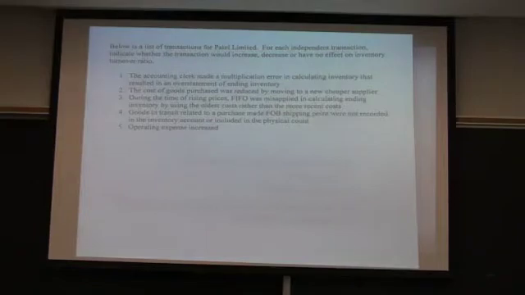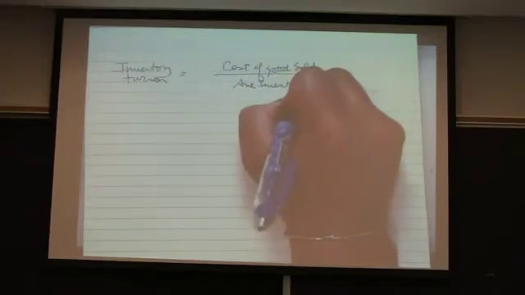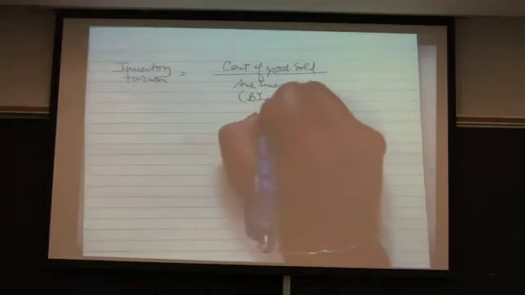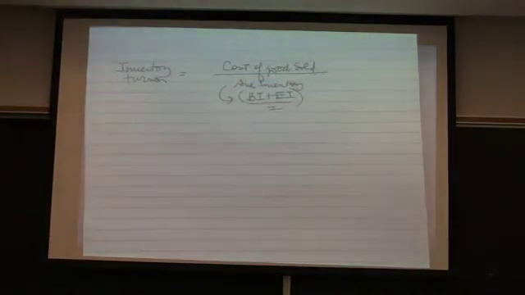Before we go into the actual transactions, let's take a look at the formula for inventory turnover. Inventory turnover is a ratio that measures the efficiency of how quickly the company can turn its inventory into cost of goods sold. In other words, how quickly are they able to sell the inventory. So the formula is cost of goods sold divided by average inventory. And average inventory is beginning inventory plus ending inventory divided by 2. That's the formula. So let's look at the first transaction or error.